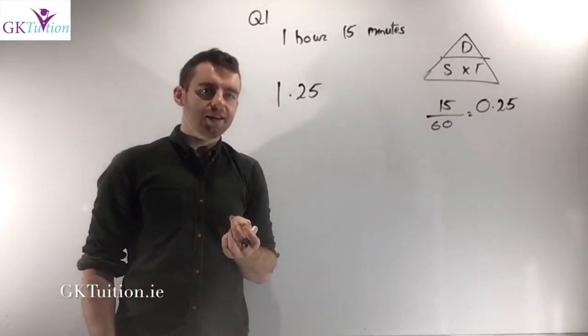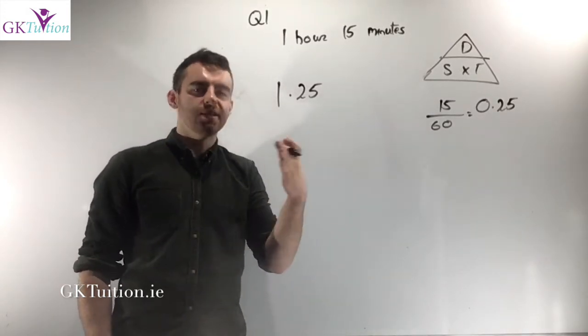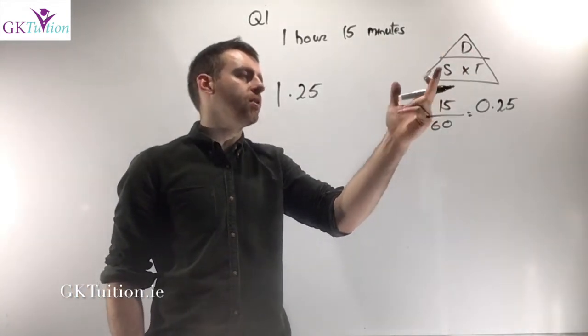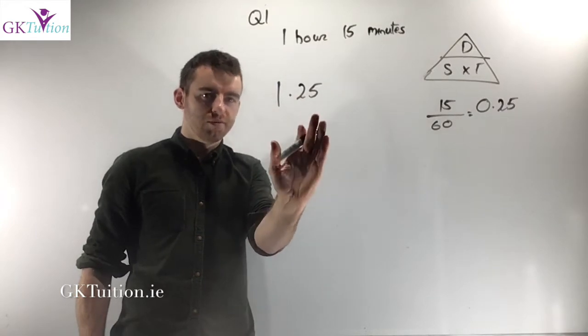So if you had an exam question that told you the time it takes to get from this place to this place is 1 hour and 15 minutes, if you were using this formula to find the speed or the distance, you would have to take that as 1.25 hours.